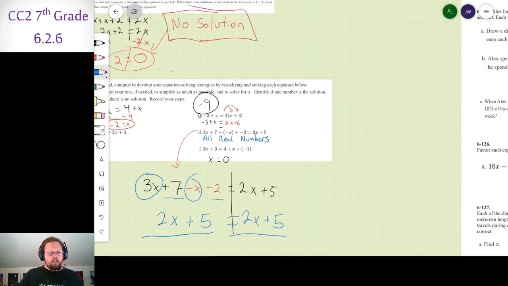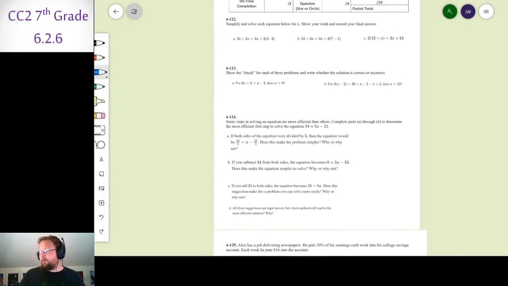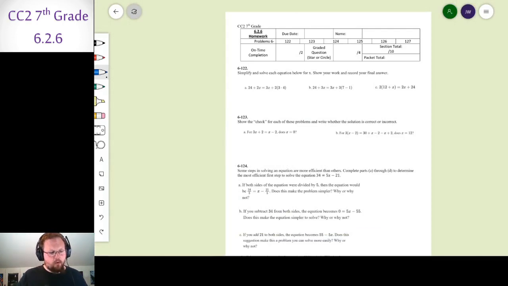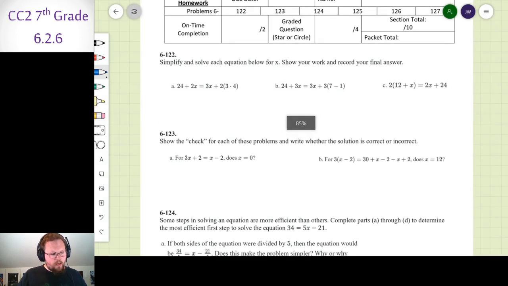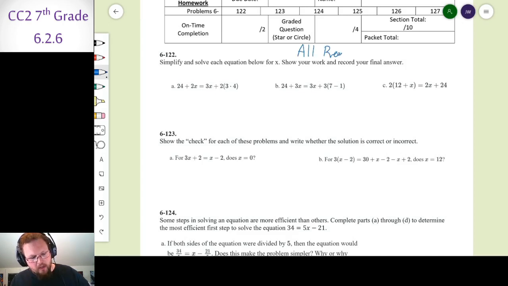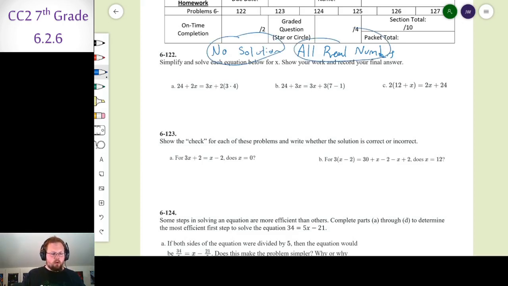So I'm going to jump into helping on the homework now. If you haven't already started the homework, I advise trying it out before watching this part. Okay. 6-122, there's some interesting simplifications that you're going to have to do before you start the problem. And keep in mind that that option of no solution or all real numbers is a possibility here. So you could have all real numbers and you could have no solution. Okay. So you could have none, all real numbers, or one answer.